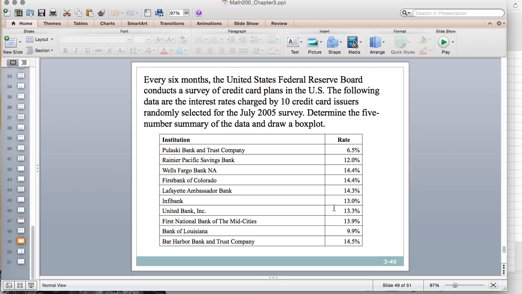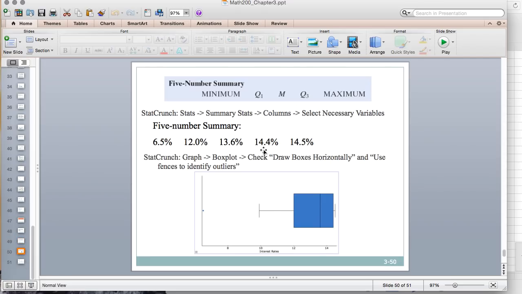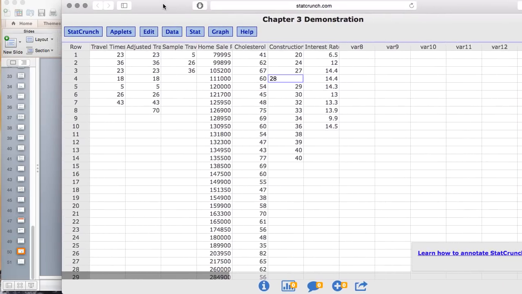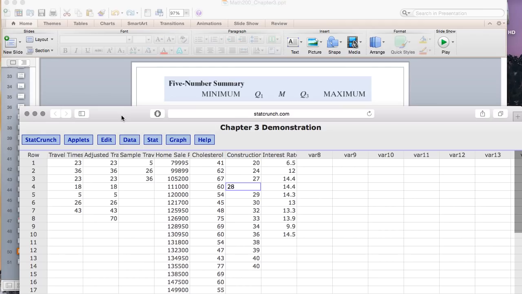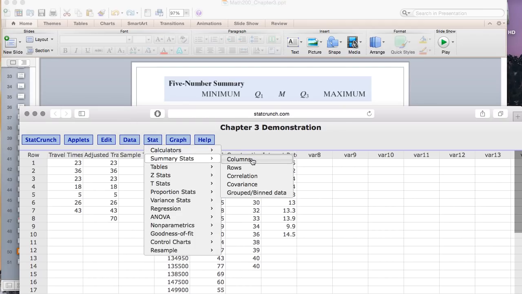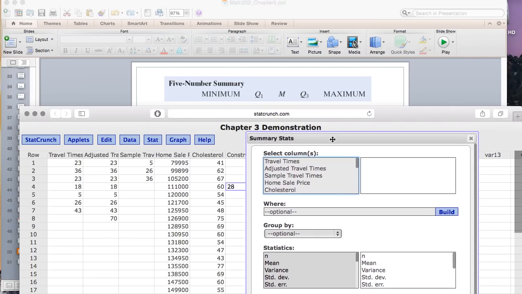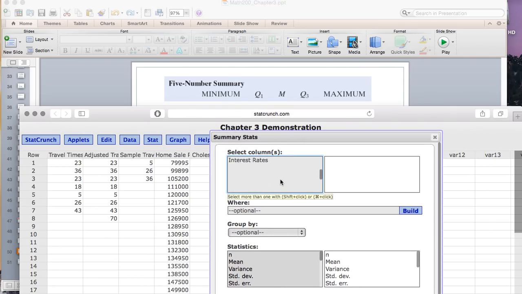So we have our data here, and I've already entered this into StatCrunch. What we want to do is go ahead and calculate the 5-number summary. I'm going to cover this up for a minute and scroll down so we can see our 5-number summary. So I'm going to go to Stat, Summary Stats, Columns. Again, this is the only place we've gone tonight. And I'm going to select interest rates.